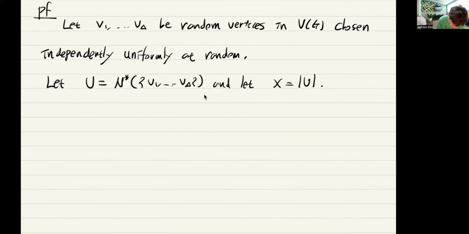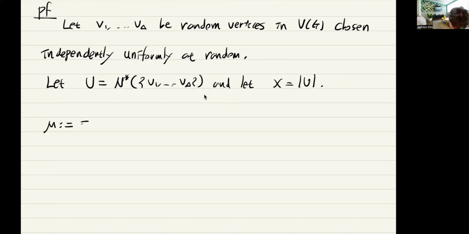Then you can compute the expectation of this X. And then that guarantees a set U of certain size. And then we later compute the probability that each subset of U actually has large common neighborhood. That's roughly how the proof goes.